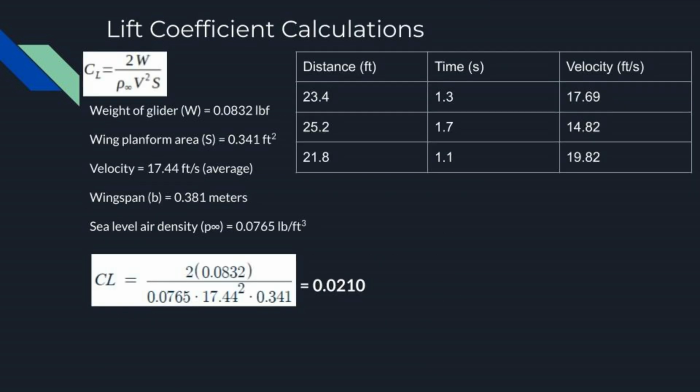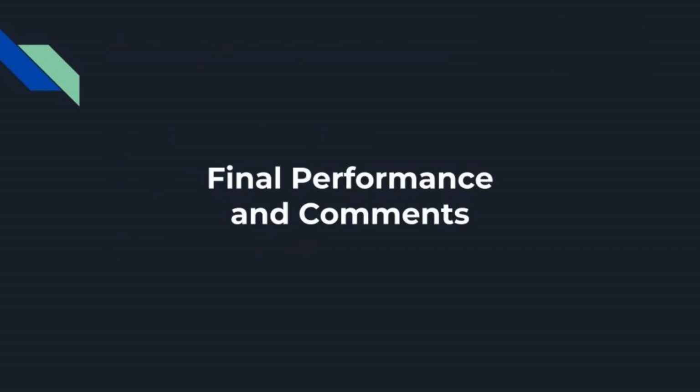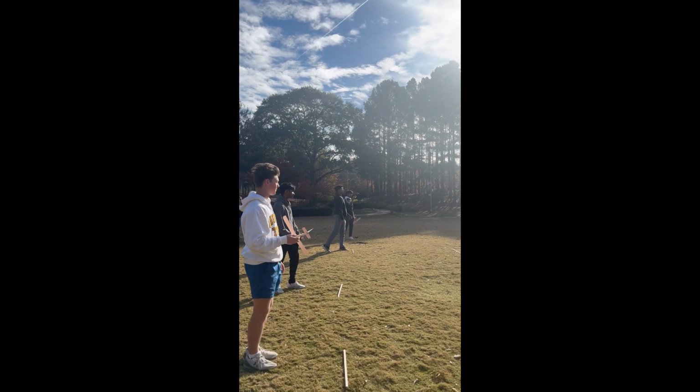So my lift coefficient calculations are shown below, and they provide the formulas and all the variables that are necessary for the calculations, along with a table that tracks my distance, time, and velocity from practice throws. And then here are the drag coefficient calculations, which are built upon the lift coefficient calculations. And once again, the variables and the formulas are shown here. So here's a video of my final performance at the Burger Bowl Park.